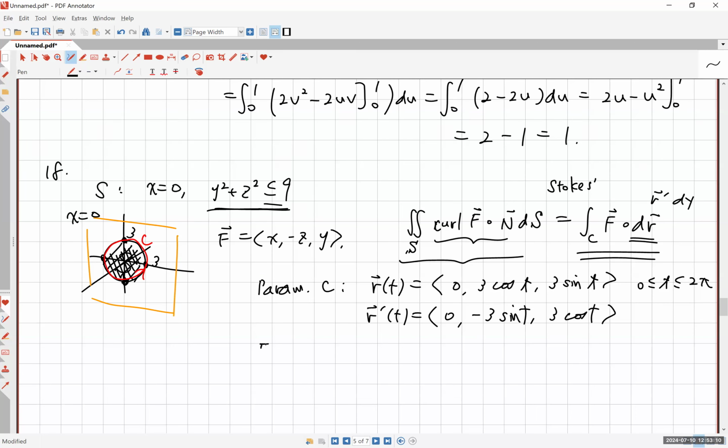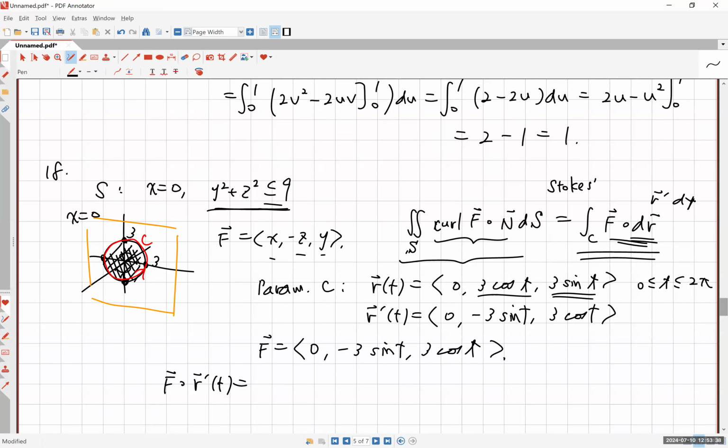All right, F is x, negative z, y. X is 0. Negative z is, well, let's see. This is z, so negative 3 sine of t. And then y is, of course, 3 cosine of t. All right, we are to find the dot product, right? Because that's F dot r prime dt.